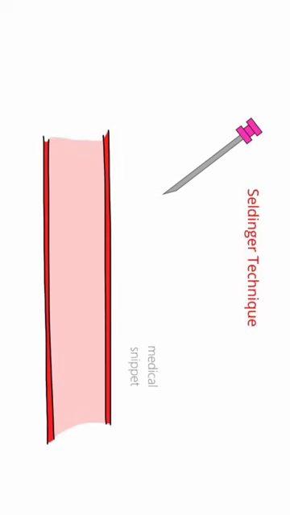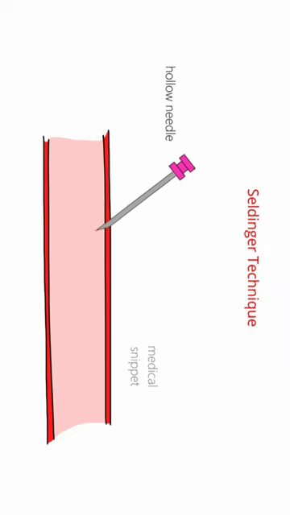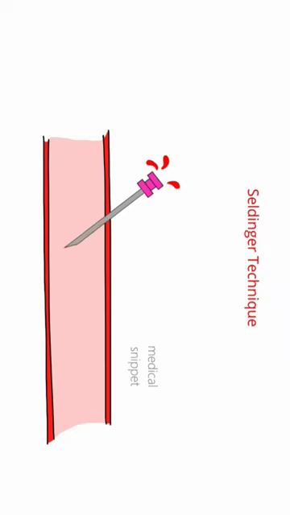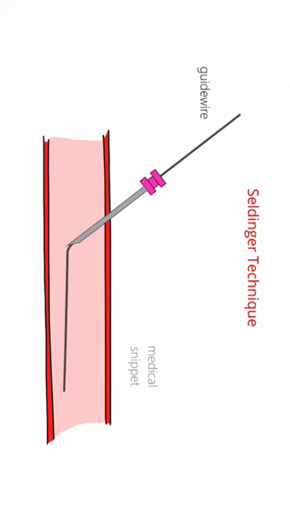Seldinger technique is a procedure to obtain safe access to blood vessels. First, a hollow needle is slowly inserted into the blood vessel of interest. When there is a splash of blood, the needle is held at this position. Then the guide wire is introduced into the vessel through the hollow needle. Once the guide wire is placed, the needle is removed.